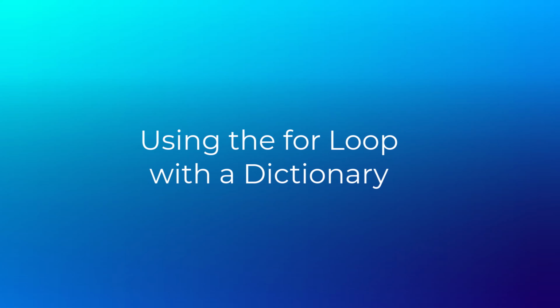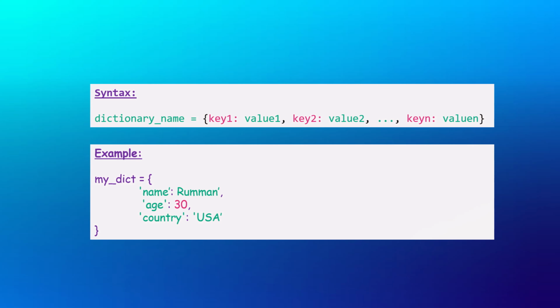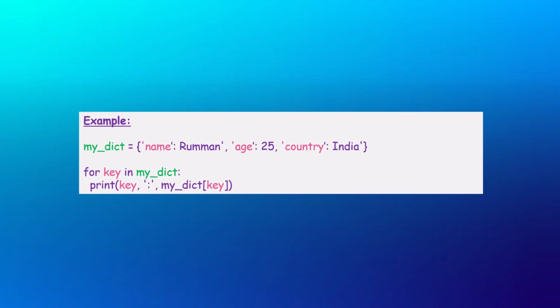Using the for loop with a dictionary. We can use a for loop to iterate over a dictionary and access each key-value pair one by one. Let's take a look at an example.